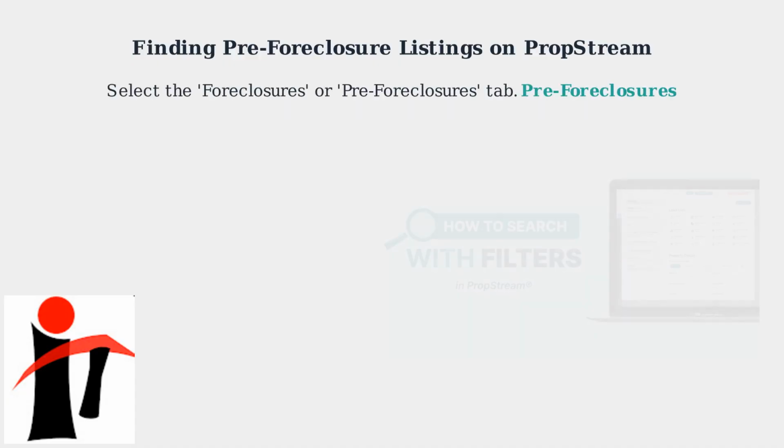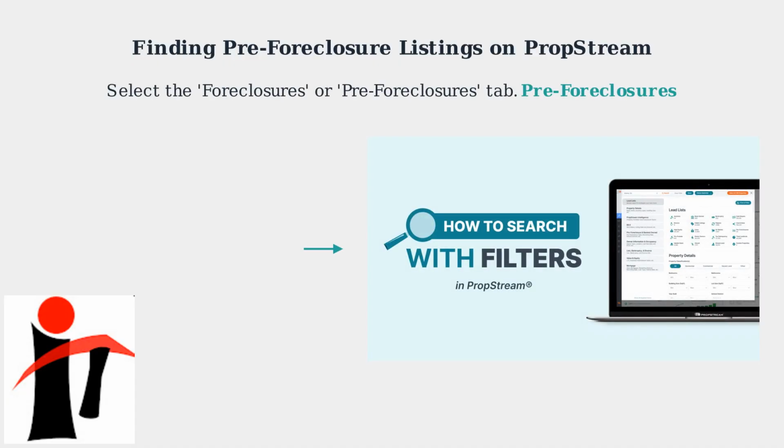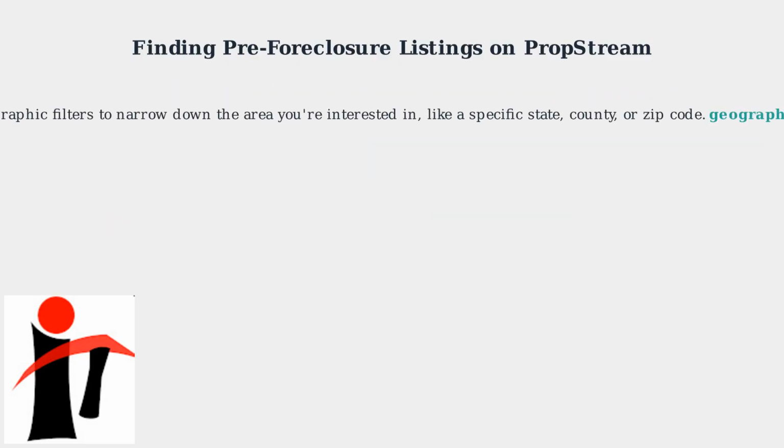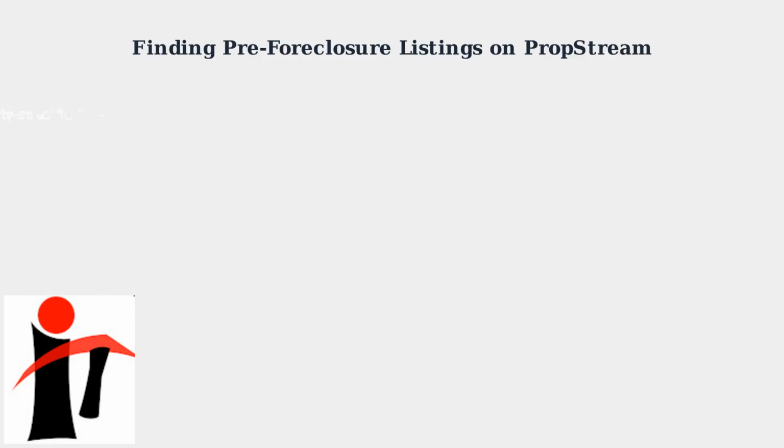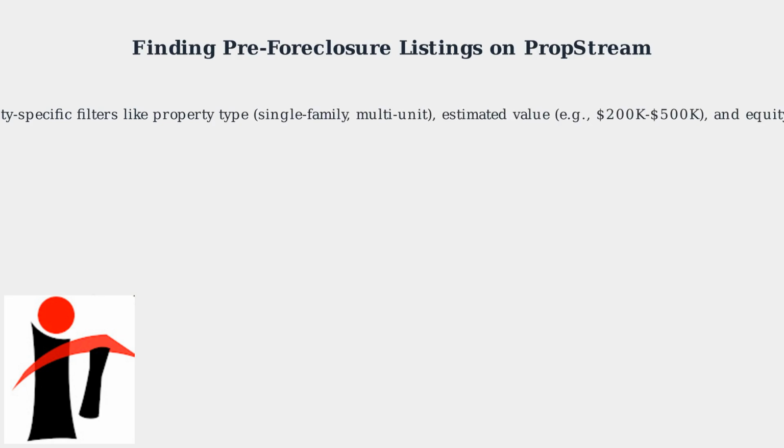Select the Foreclosures or Pre-foreclosures tab. Use geographic filters to narrow down the area you're interested in, like a specific state, county, or zip code. Refine your search further with property-specific filters like property type, single-family, multi-unit, estimated value, e.g. 200K to 500K, and equity percentage.